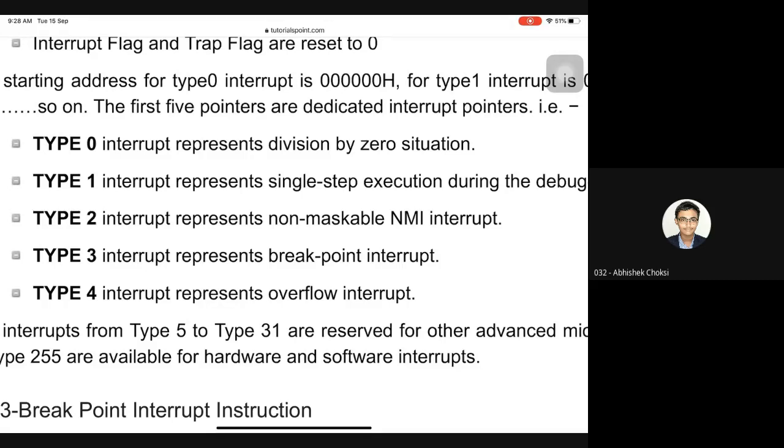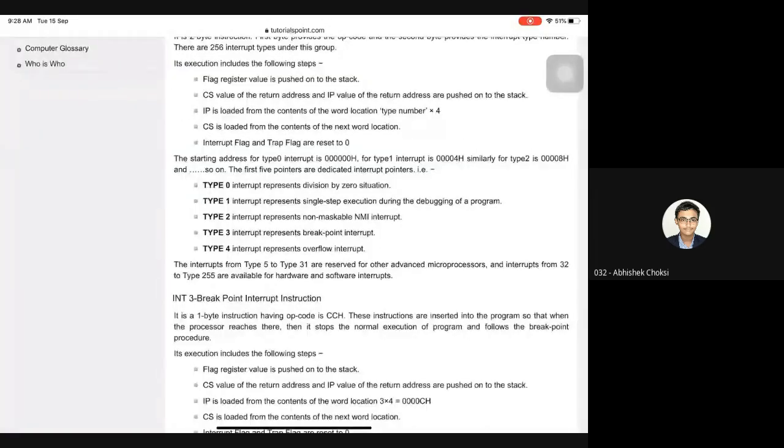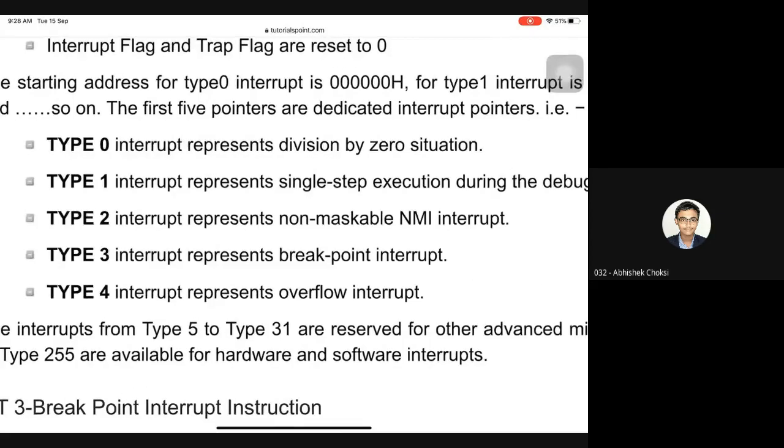It is very simple. 2 into 4, 8. So on location 8, I will go and fetch the 4-byte value, and that value will tell me the address of the interrupt service routine of the non-maskable interrupt. Get it?